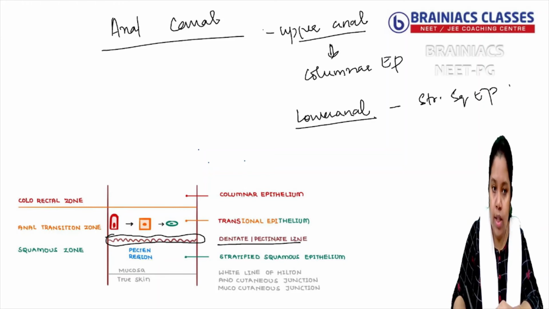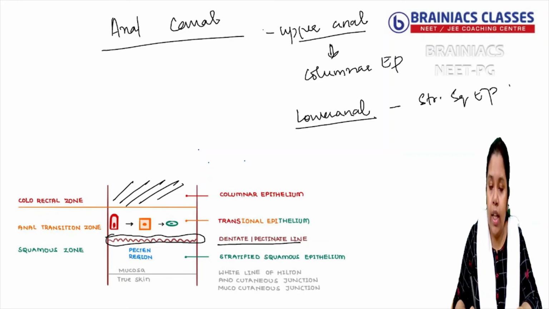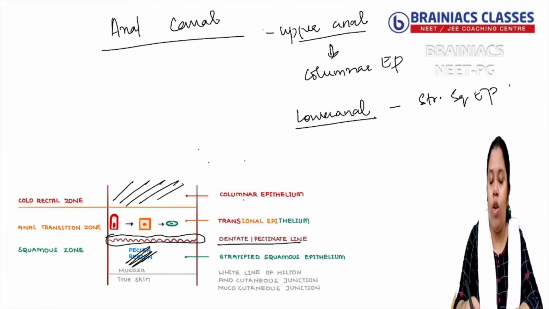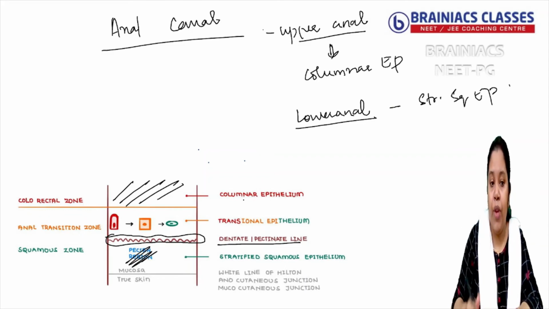Okay, so this zone where you can see the columnar epithelium is the colorectal zone. Okay, right? And the region that is between this colorectal zone and the pectinate line is called the anal transitional zone. What is the feature? Here the cells can be cuboidal or columnar or squamous. That is, it is a transitional epithelium, right? And below the pectinate line, you have squamous epithelium.